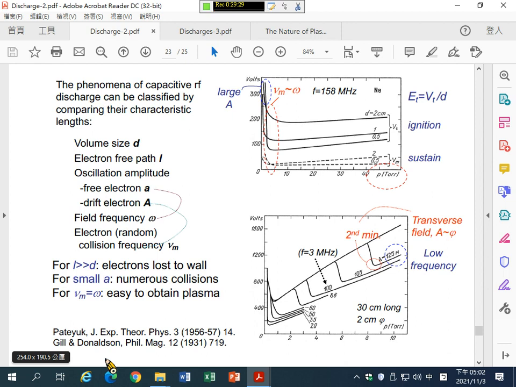For example, the 50, wavelength of 15 meter here, the RF frequency is doubled, 6 megahertz, right? And here, right, the frequency is even higher. But for the low frequency RF power supply, you might gain the oscillation along the radial direction and get to a second minimum here. Okay.